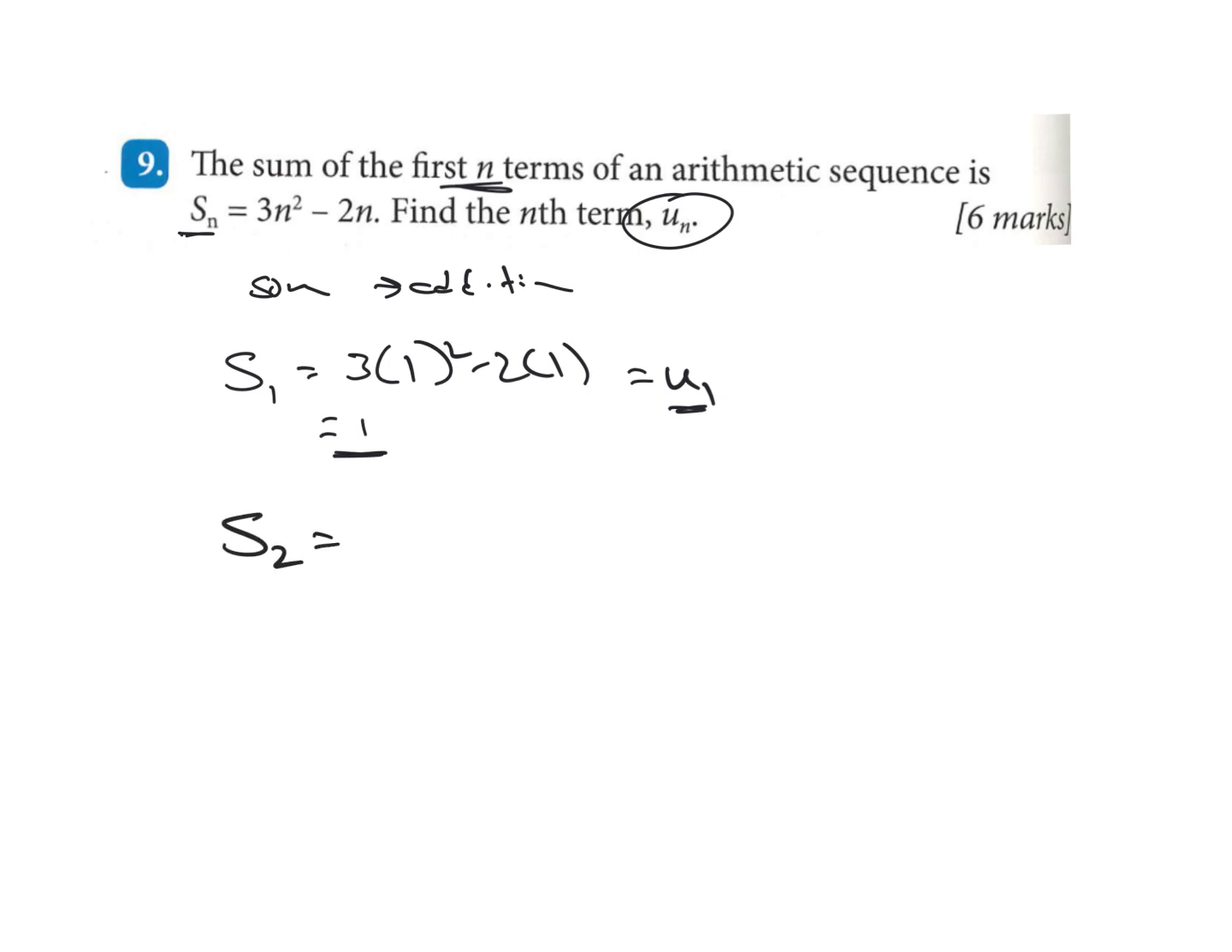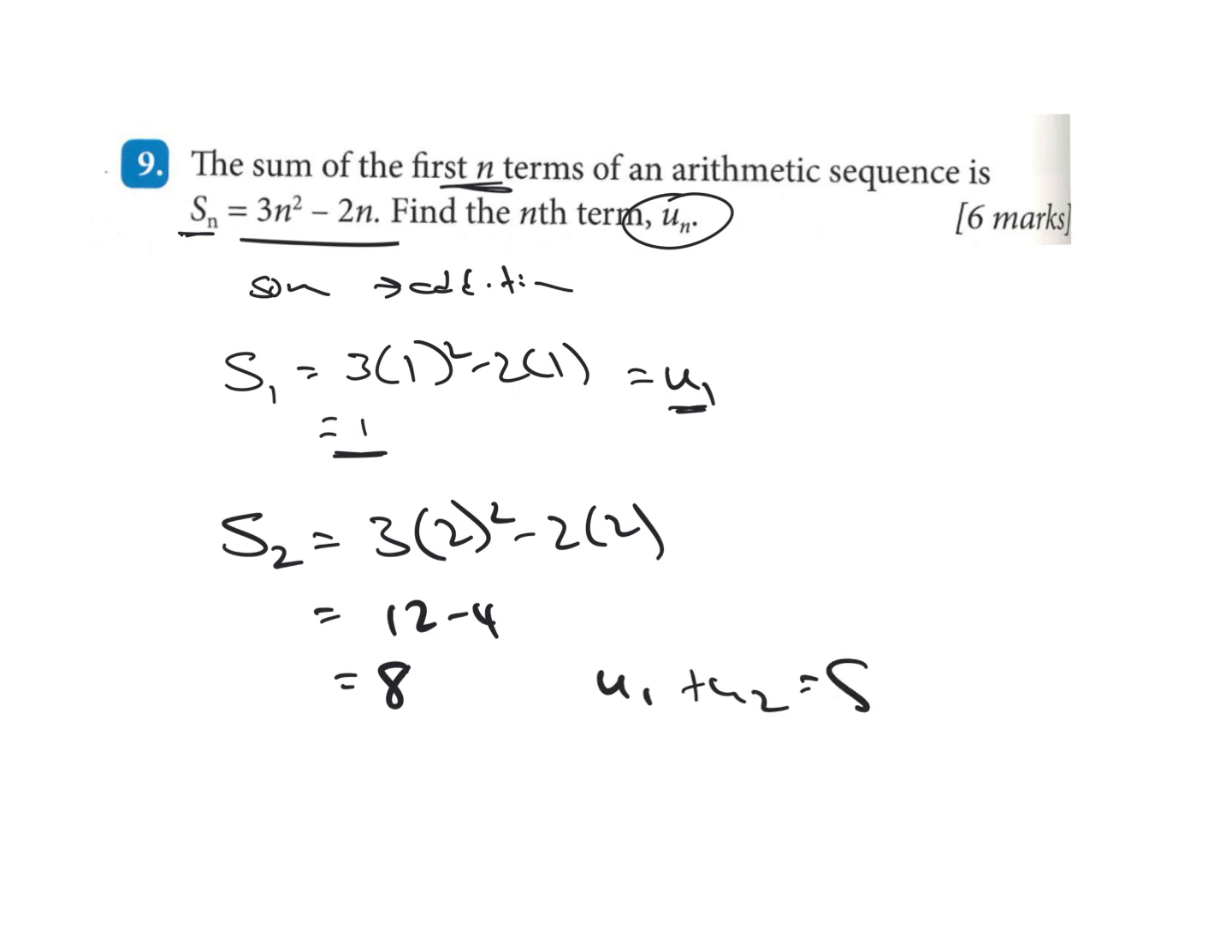If I find S sub 2, that's 3 times 2 squared minus 2 times 2, because I'm plugging it into this formula, and I get 12 minus 4, which is 8. So that means u1 plus u2 is equal to 8. Well, u1, I know from up here, is 1, plus u2 is 8. So I know that u2 is equal to 7.